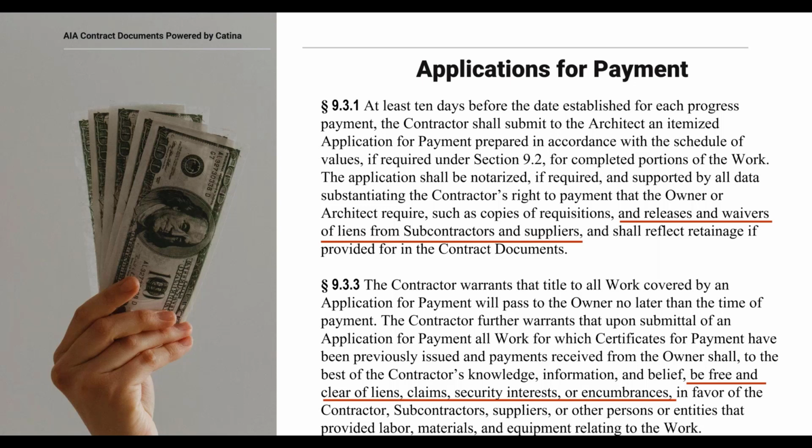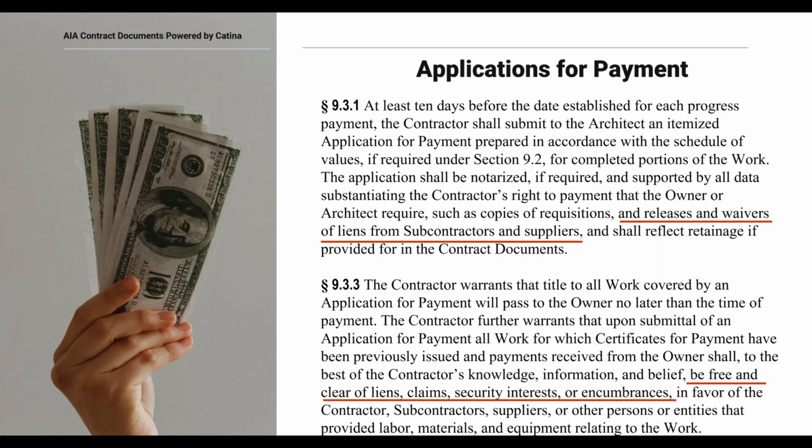So section 9.3.1 requires that each application for payment be supported by all data substantiating the contractor's right to payment that the owner or architect require. So it goes on to give some examples of what might be included in that. And of course, one of those is releases and waivers of liens from subcontractors and suppliers.